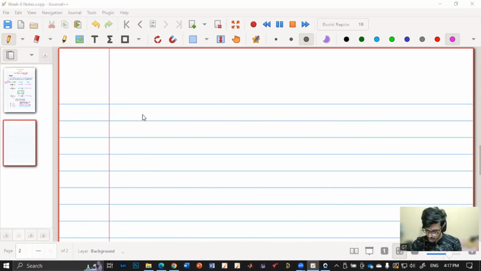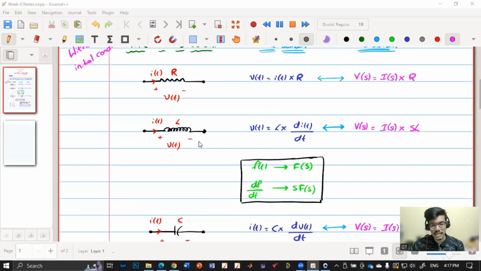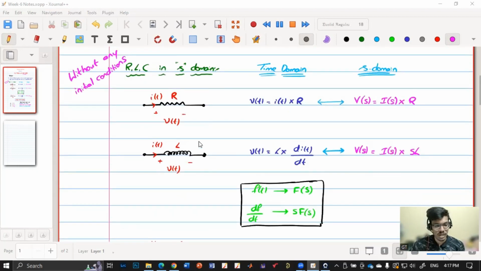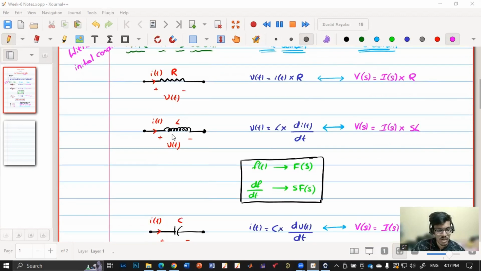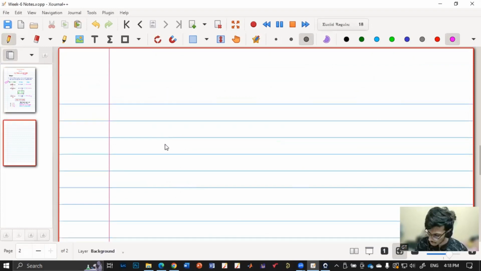Now we have seen RLC without any initial condition. Now with initial condition, resistor has no initial condition because it is a memoryless element, right? So for resistor, there is no question of initial condition. So for inductor and capacitor, there might be initial condition. So resistor, it's just again V of S equal to I of S into R. It does not have any memory. So there is no initial condition. So now with initial condition.